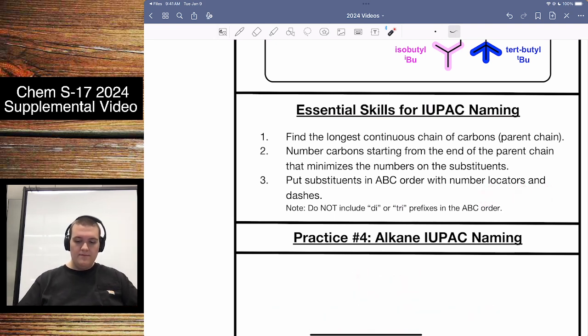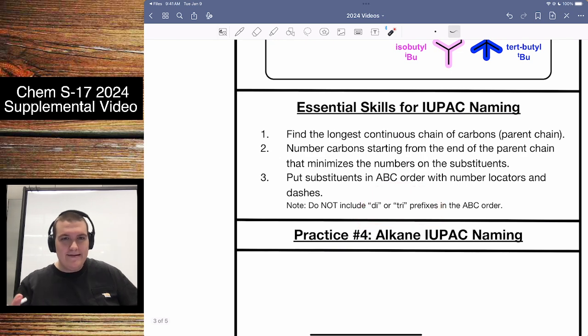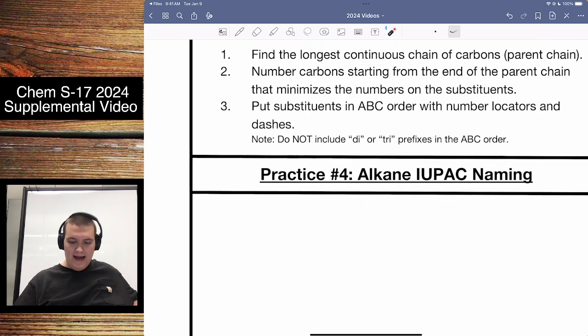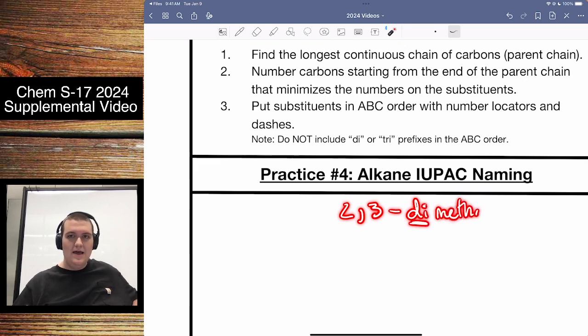Now, another kind of tricky rule is, let's say you had 2 methyls. Let's say you had 2 and 3 methyls. We would add this prefix, dimethyl. So if you had 3 methyls, you would say trimethyl. 4, you would say tetramethyl. Yeah, that's the right one.